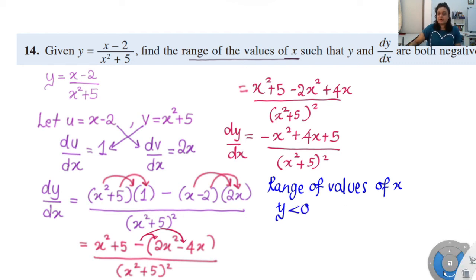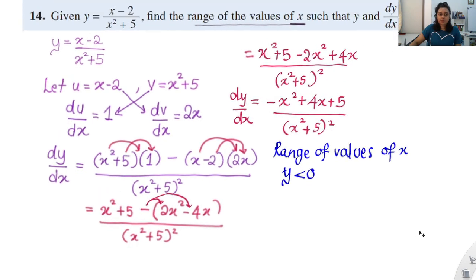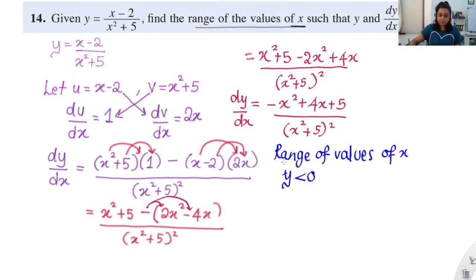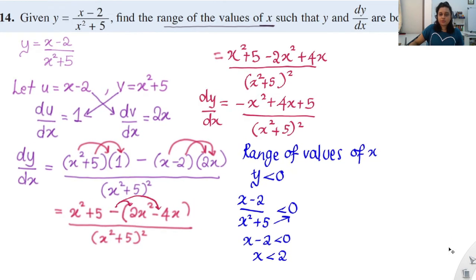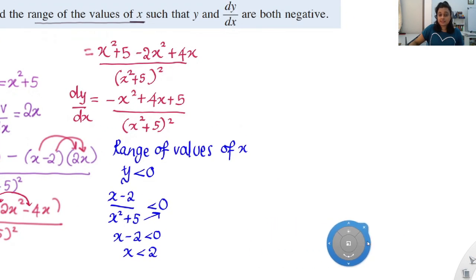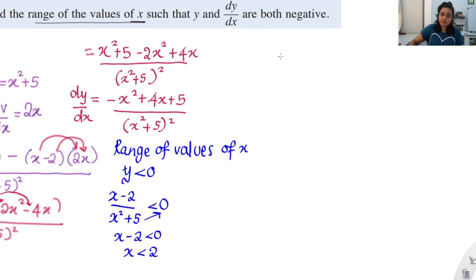So lesser than 0, what you must do is take the y, okay, let it be smaller than 0. So y is x minus 2 over x squared plus 5, make it less than 0. Okay, so here you cross multiply, you will get 0. So x minus 2 less than 0. So x we get lesser than 2. Okay, so leave it first. Okay, now we do dy dx lesser than 0.